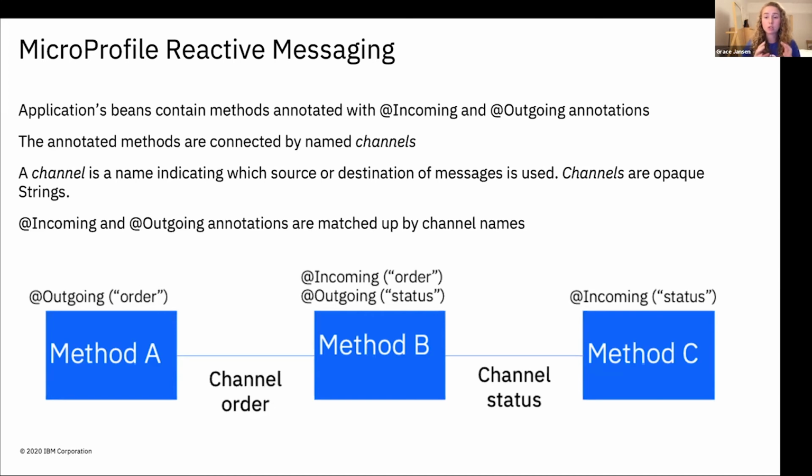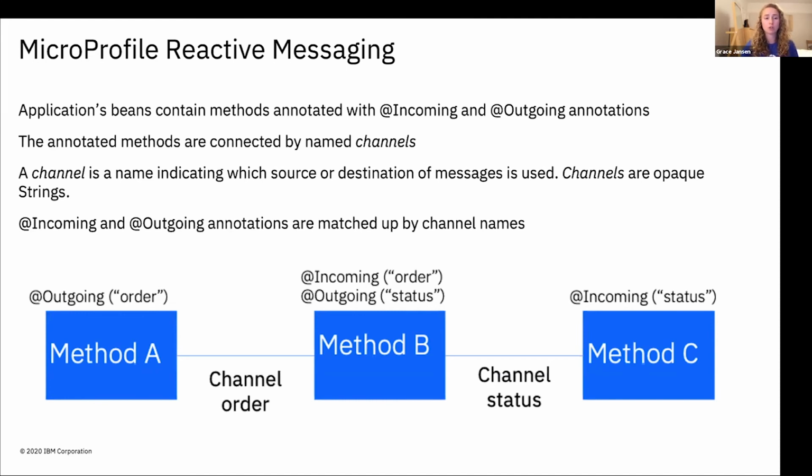Now, a channel is literally just an opaque string. That channel can be internal or external, and that's where Kafka comes in. Many of the implementations of MicroProfile, including our open source implementation from IBM, which is Open Liberty, come with their own Kafka connectors, their own implementation of it. And that channel connector is how you connect MicroProfile reactive applications with Kafka within your own application.